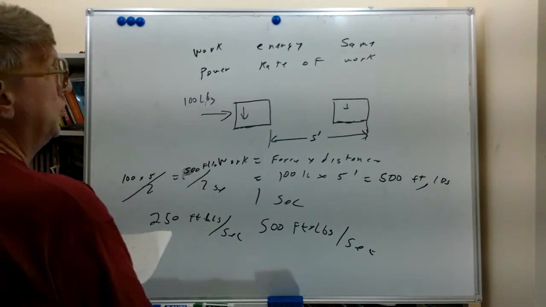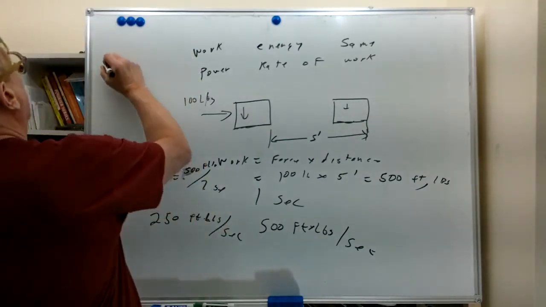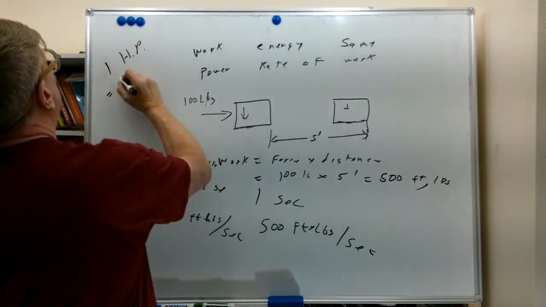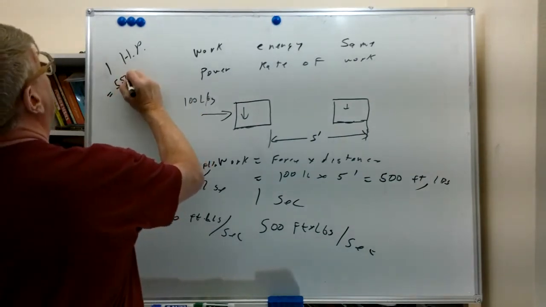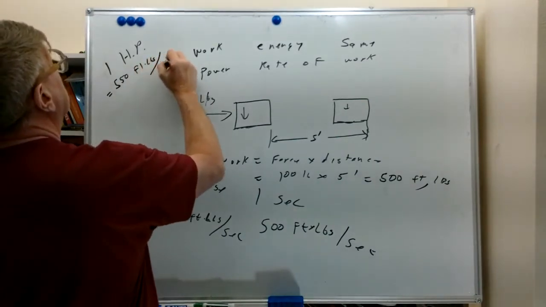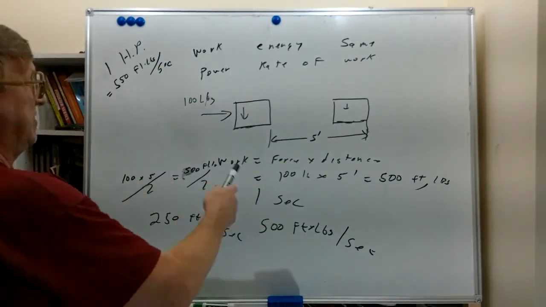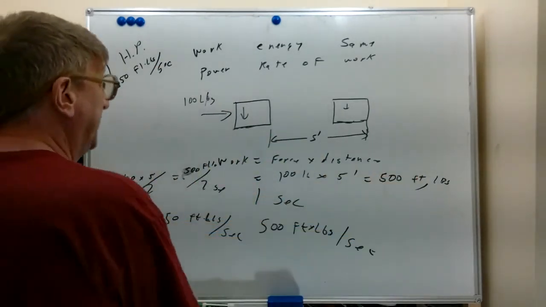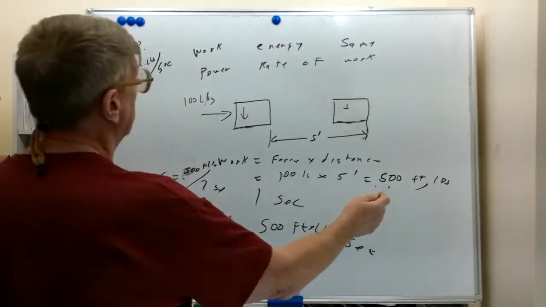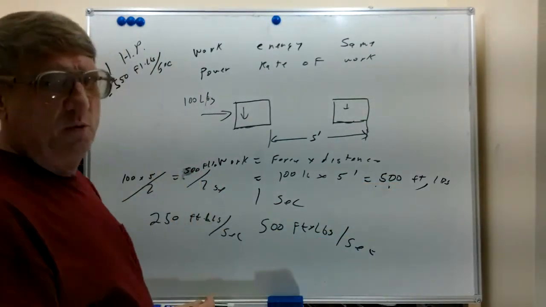Now, we have a standard of power, 1 horsepower, 1 HP. And that is equal to a rate of doing work of 550 foot-pounds per second. So, you see, in the first case, we moved that load 5 feet that took 100 pounds of force to move. In 1 second, we were doing work at the rate of 500 foot-pounds per second. So we were doing work at slightly less than a 1 horsepower rate.